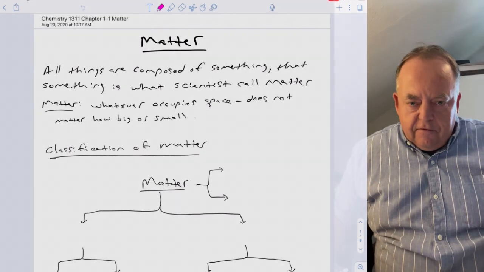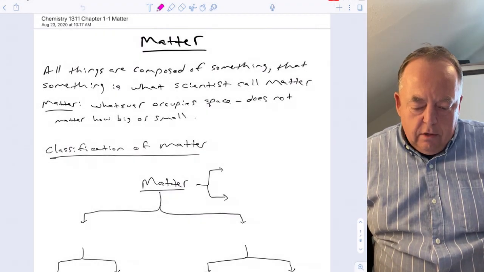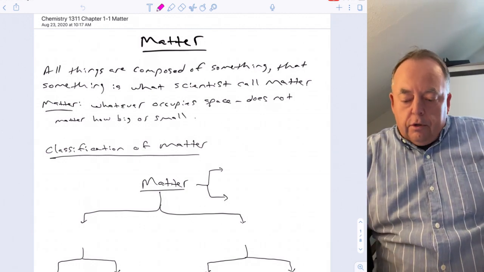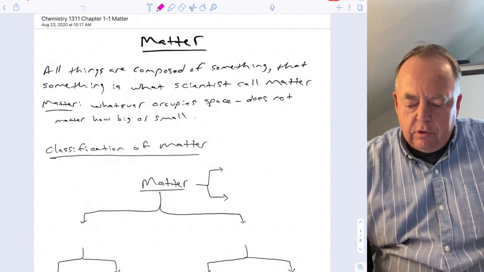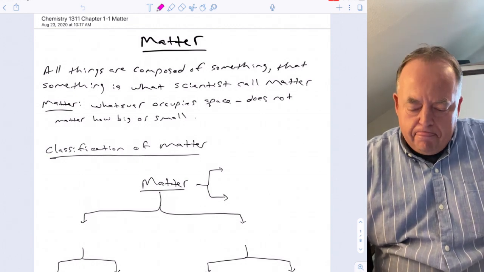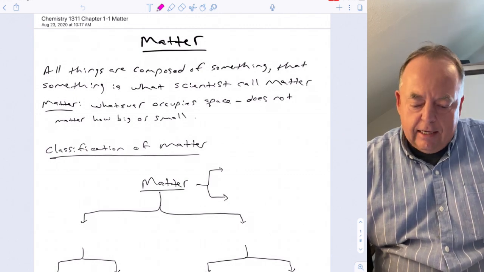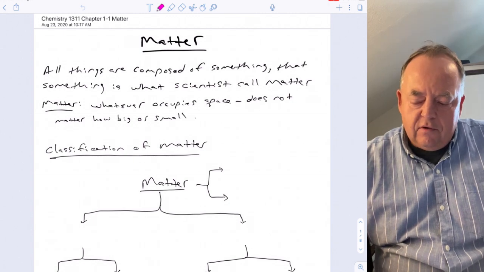So this will be the first lecture in Chemistry 1311, General Chemistry 1, over Chapter 1. In this course, some of you have had AP Chemistry, so you know General Chemistry pretty well already. And I would say this course is not much more difficult than an AP Chemistry class. But it's okay if you have absolutely no knowledge of chemistry whatsoever.